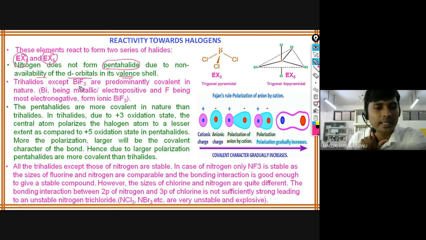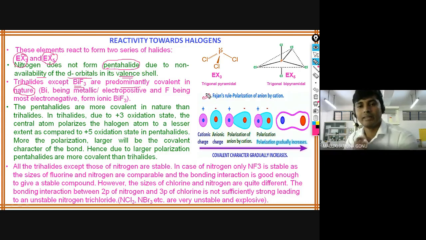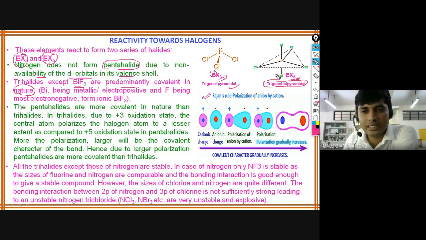Then trihalides, except BiF3, are predominantly covalent in nature. What does it mean, covalent? Trihalides except BiF3 are all covalent in nature. Why is it happening? The reason is Fajan's rules. These Fajan's rules we have studied in 11th also. If it is EX3, E stands for the central element, and X3 can be fluorine, chlorine, bromine. If it is EX5, the example is PCl5, you know the trigonal bipyramidal structure it shows.